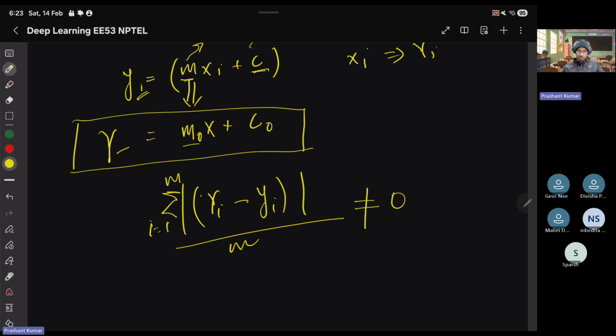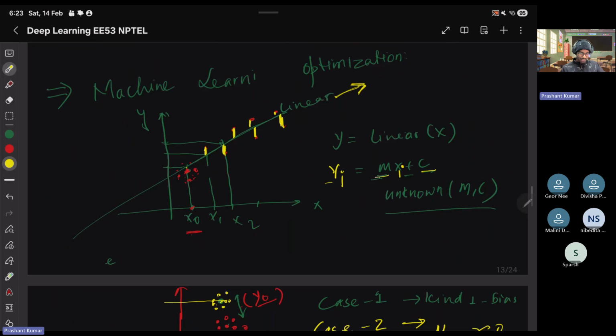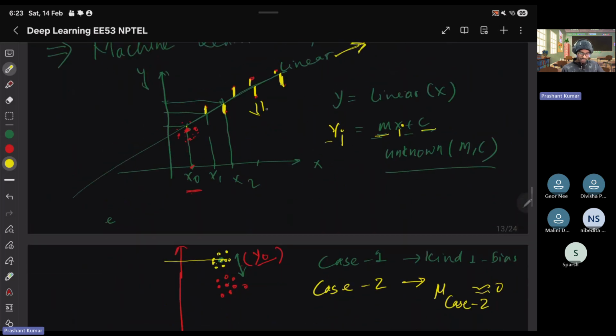Right? Why? Because of the stochasticity of the experiment.